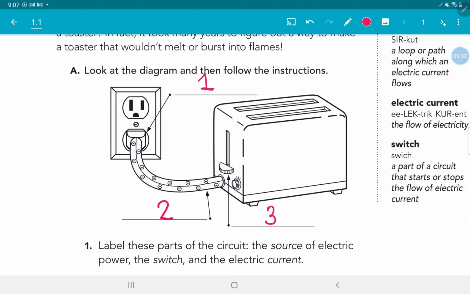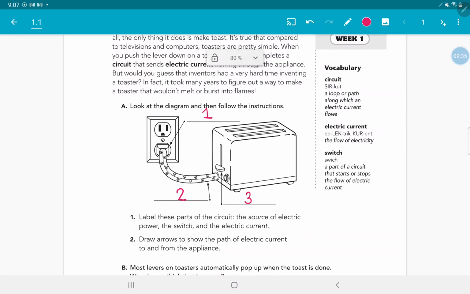So what is the loop or the path along which an electric current flows? What do we call that loop or path? What's that called, Scotty? Source of electricity, circuit, or electric current? The circuit. Yes, that's the circuit. That's one of your vocabulary words.